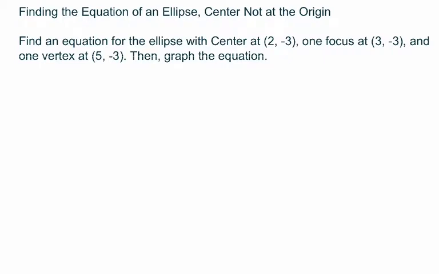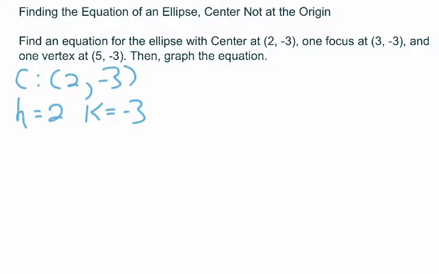Hello and welcome back. In this video, we're going to be finding the equation of an ellipse, center not at the origin. We'll find an equation for the ellipse with center (2, -3), one focus at (3, -3), and one vertex at (5, -3). Then we will graph the equation.